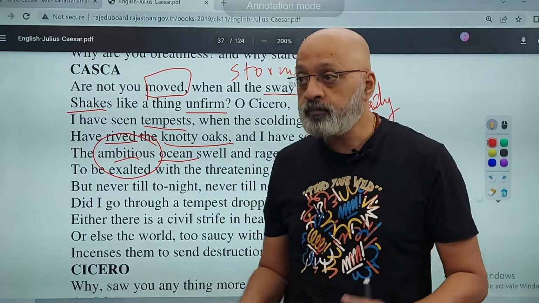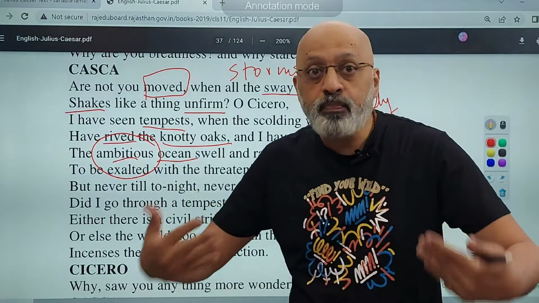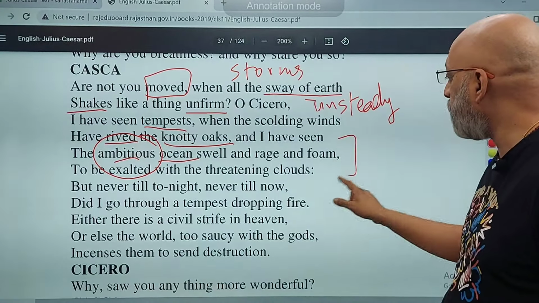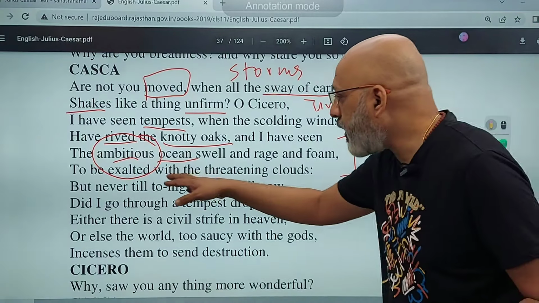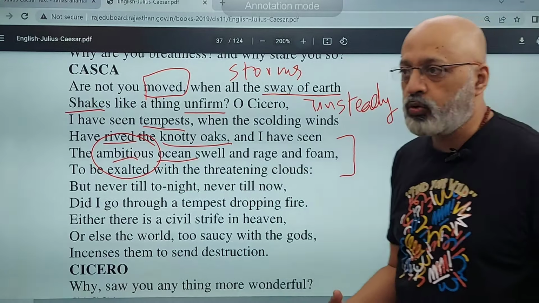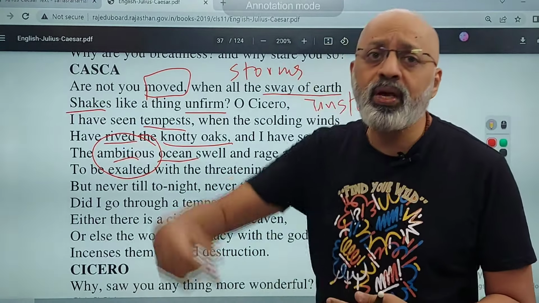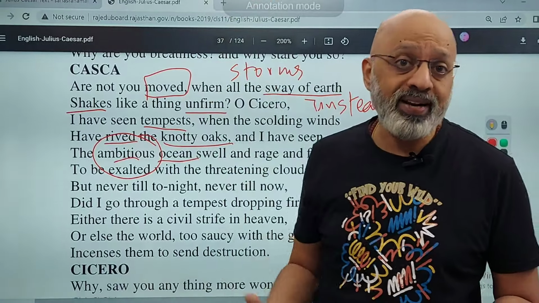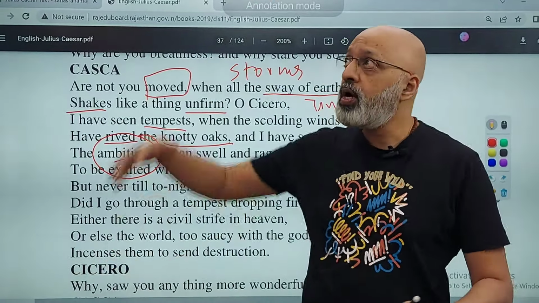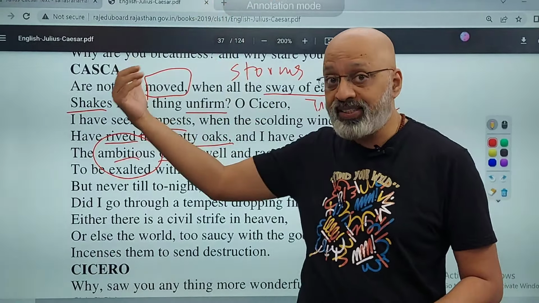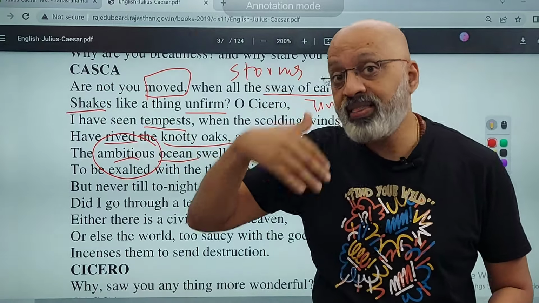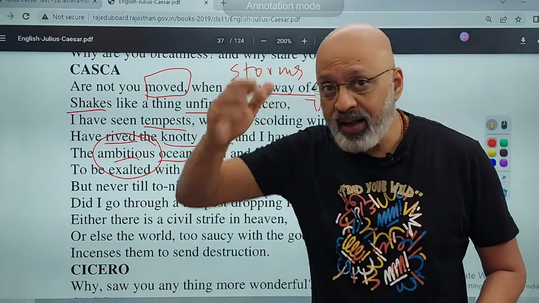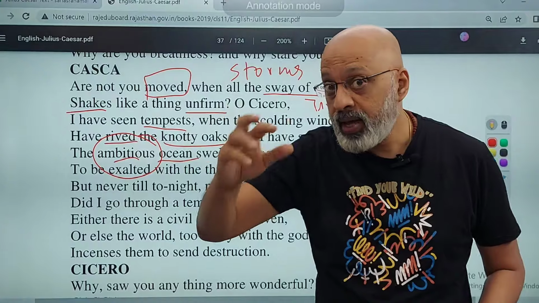Isn't that so? So he is again personifying the ocean's behavior, to be exalted with the threatening clouds. They rise to the height of the dark threatening clouds, and the ocean is below. There are these dark threatening clouds. That's the scenery out there. So he's saying that I have seen all this. So what is happening is not new.